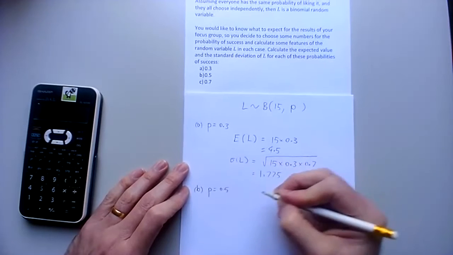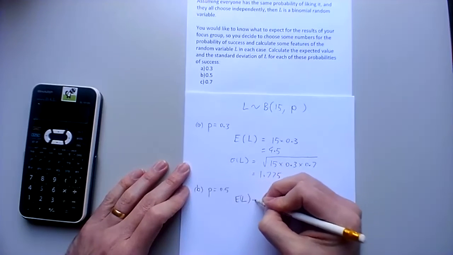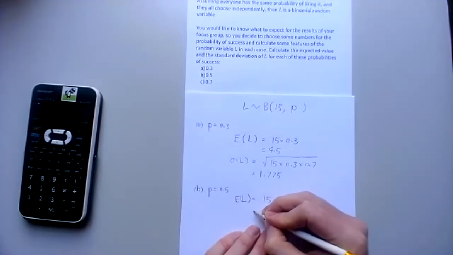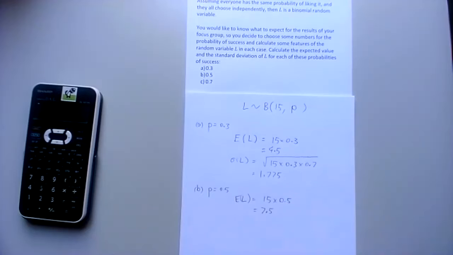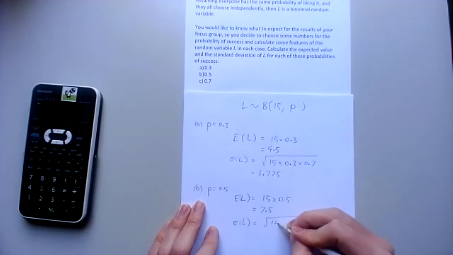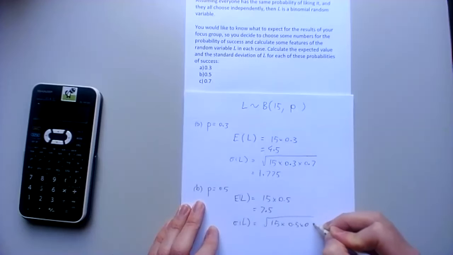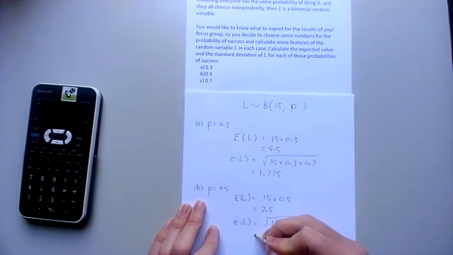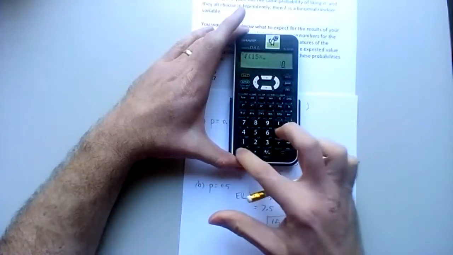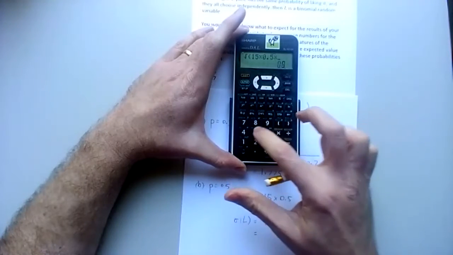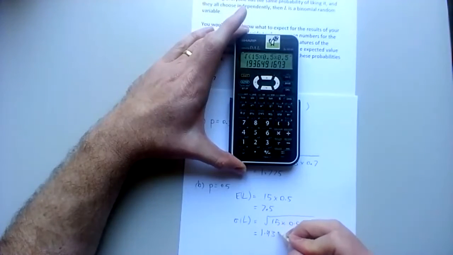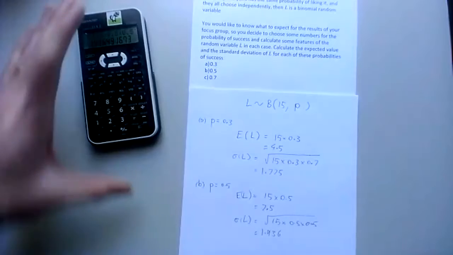P is 0.5. The expected value of L is the number of trials times probability of success, and I know that that's half of 15, so 7.5. And the standard deviation will be the square root of 15 times 0.5 times 0.5. All right, so I'll definitely need a calculator for that. The square root of 15 times 0.5 times 0.5, which I got in brackets there so that the square root applies to all of it, 1.936.